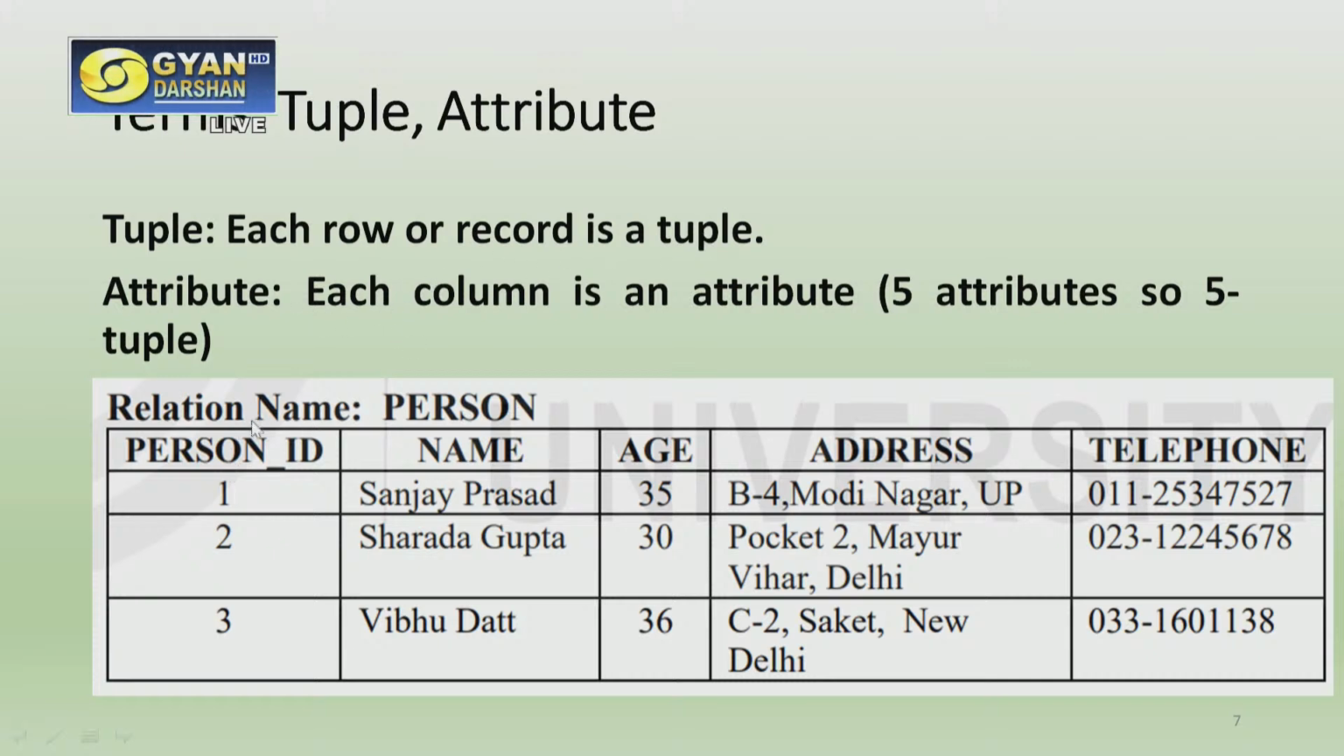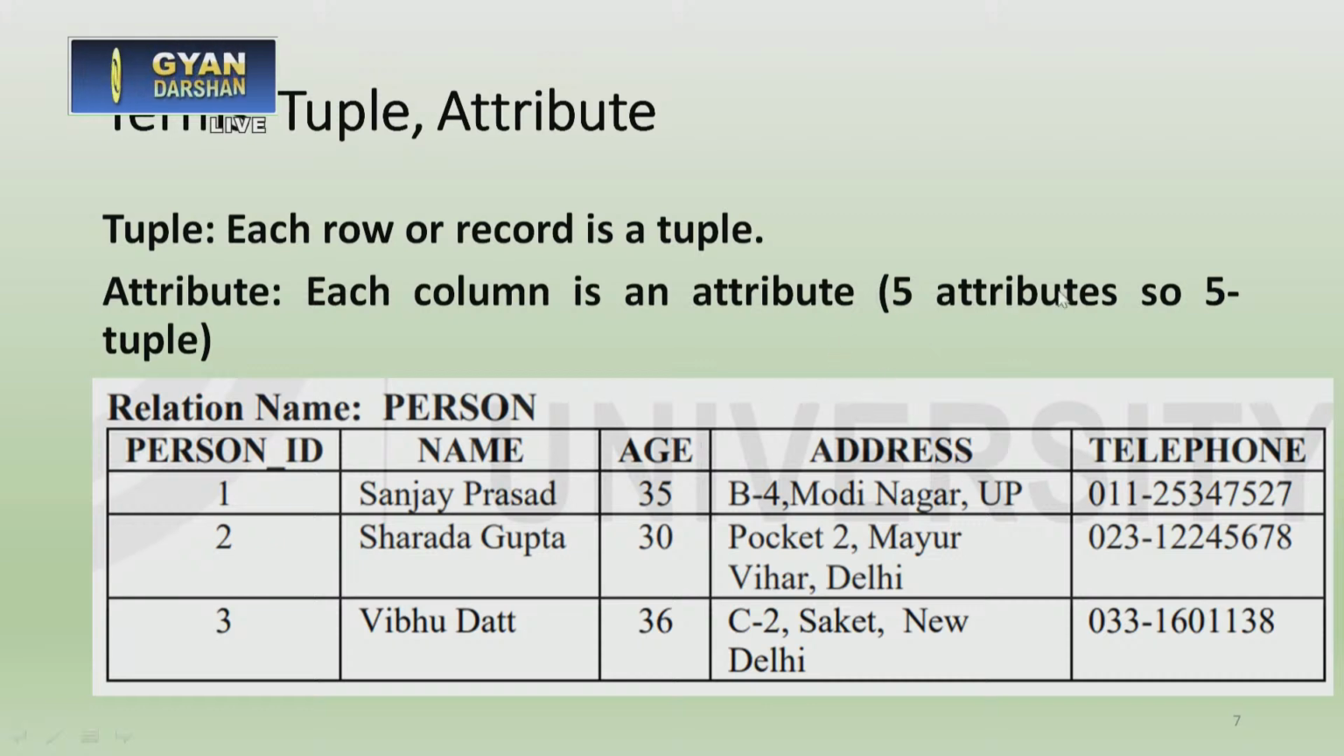Then attributes basically are the columns, right? So this is an attribute name. Person ID is the attribute name over here, and the values happen to be 1, 2, and 3 for three different persons, right? Similarly, name is the name of the attribute, and three different names are appearing over here. So is the age, like that. So these are the attributes.